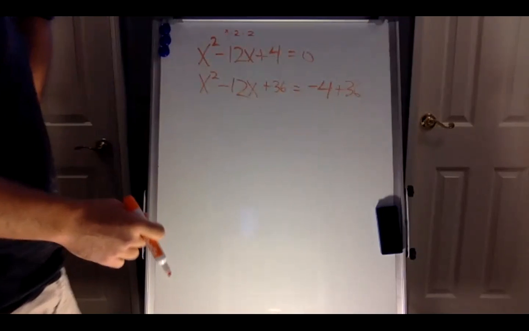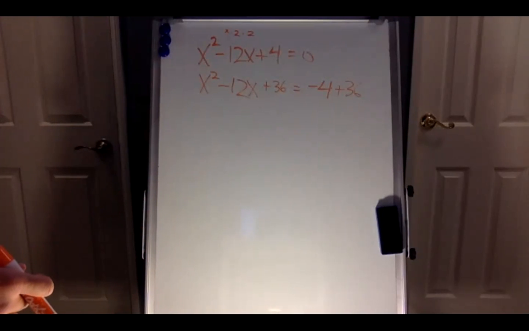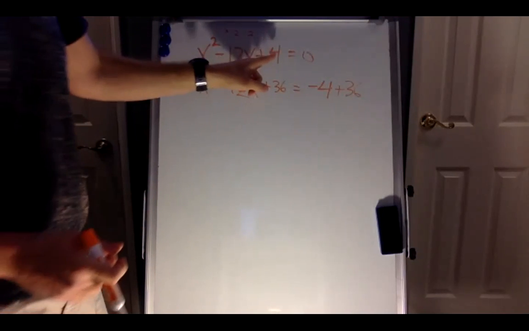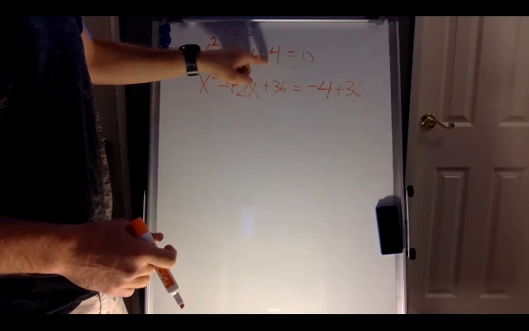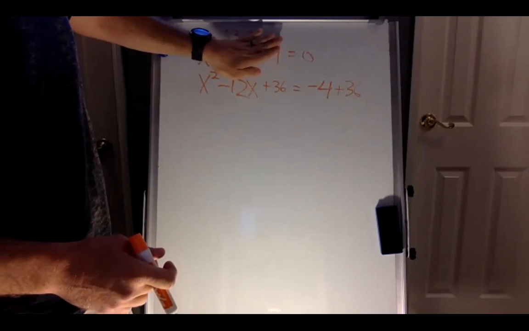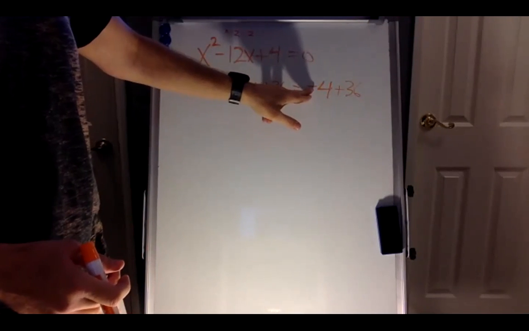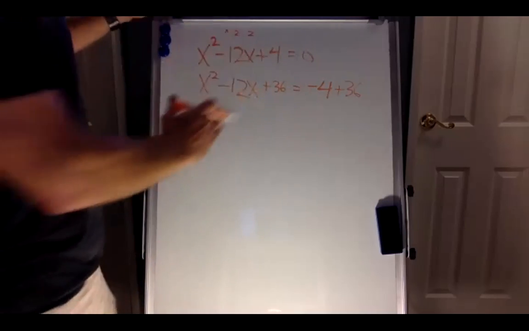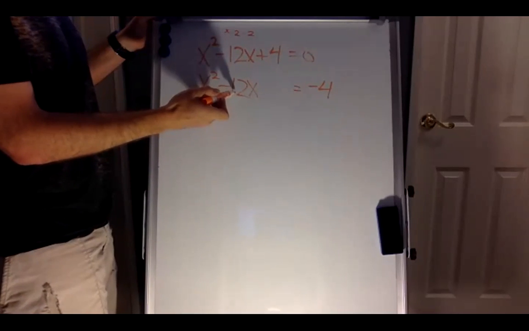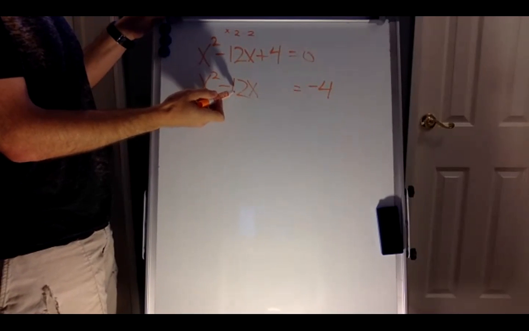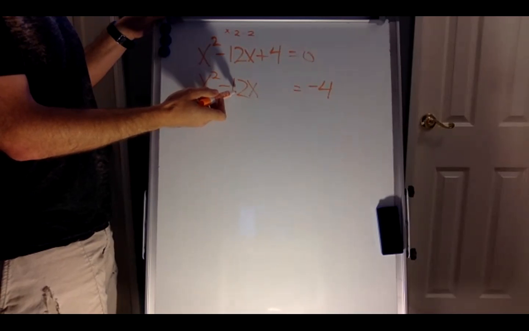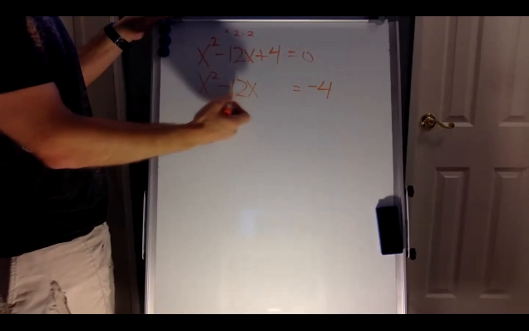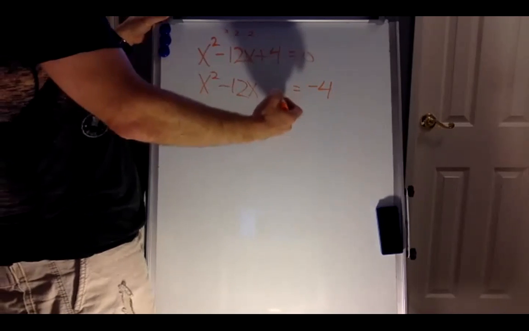Wait, Mr. Rosenthal, how did you make the 36? I didn't make the 36. I subtracted this 4 on both sides. I got rid of the 4, and it showed up over here. Then I had emptiness. And then I did what I said: cut that in half. Daniel, what's half of 12? 6. And then square it. 36. So this is 6, this is minus 6, minus 6, and this is minus 6 times minus 6.